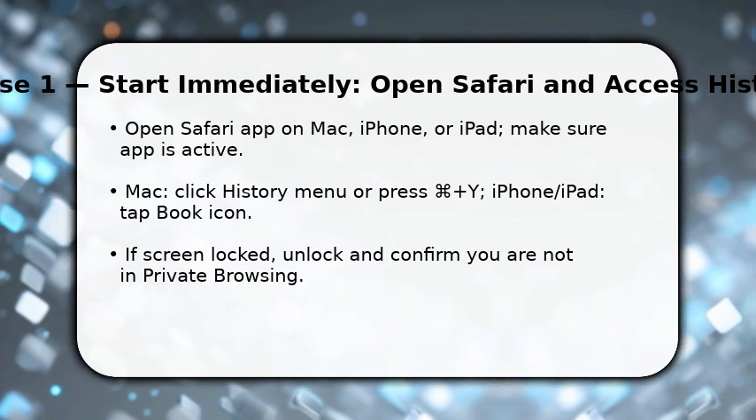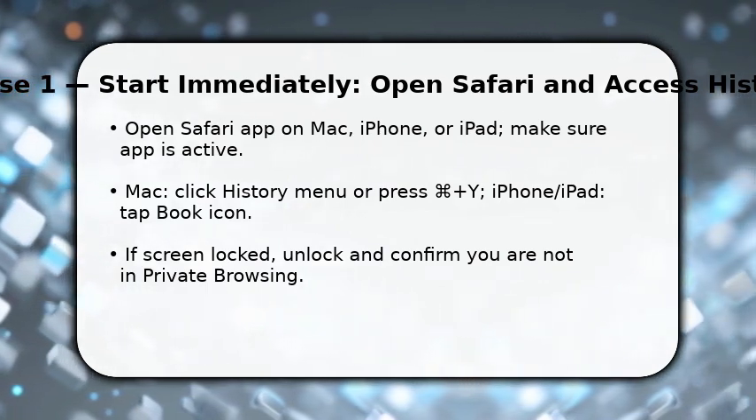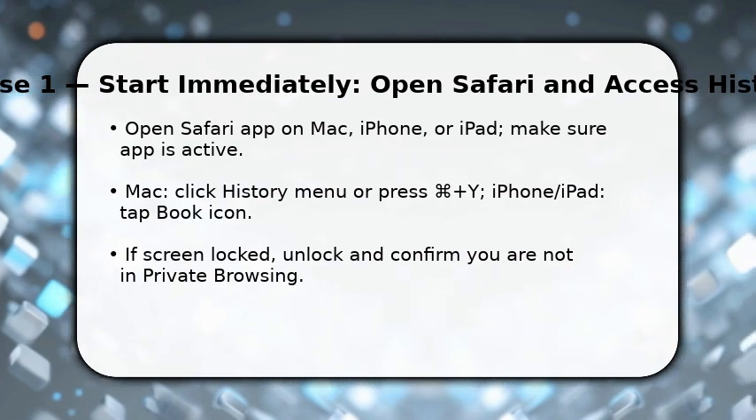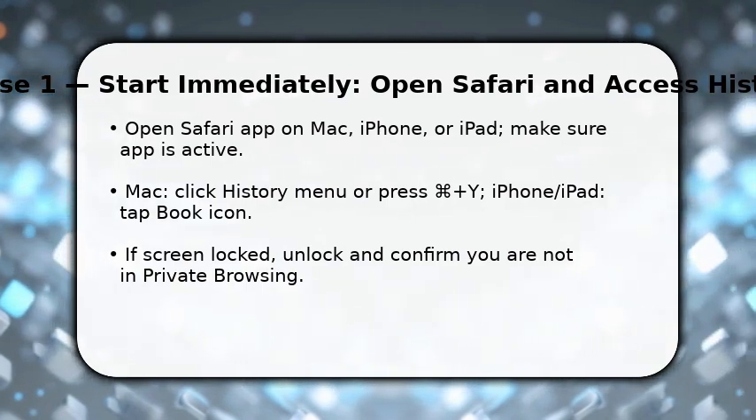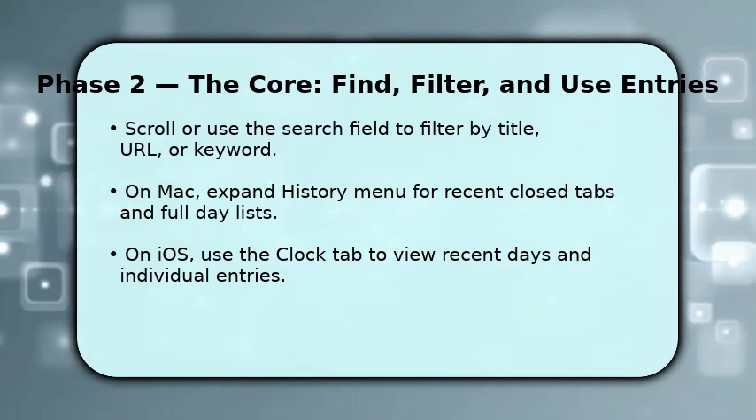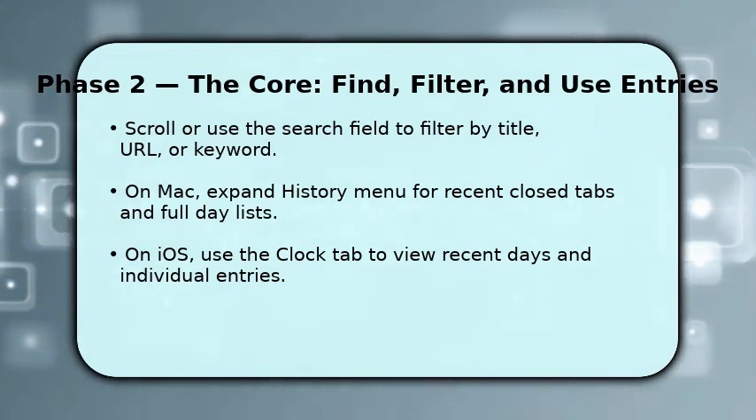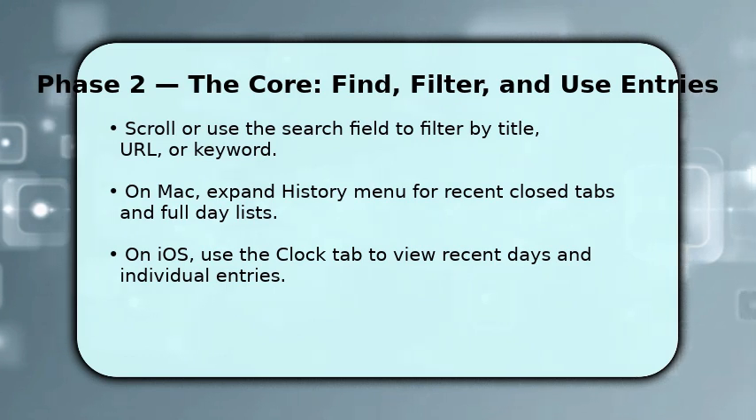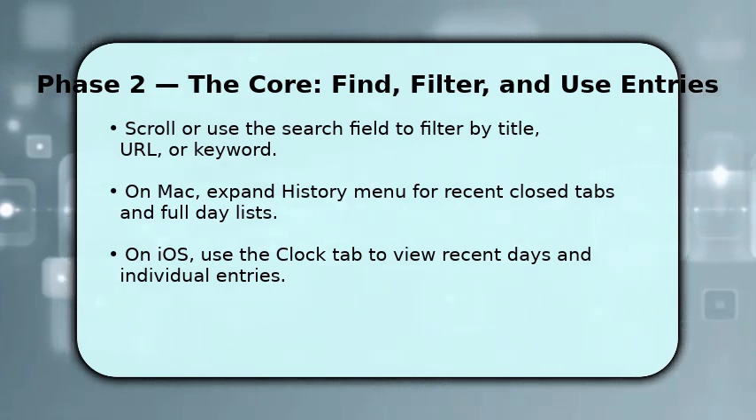Once done, you will see recent sites listed chronologically, which speeds up finding the exact page you need without researching or guessing. Now dive into the core. Locate and filter entries so you can reopen the exact page. Use the search field at the top of History to type a keyword or domain.